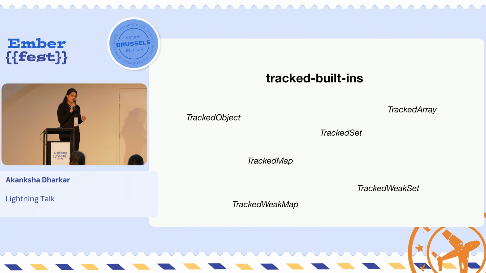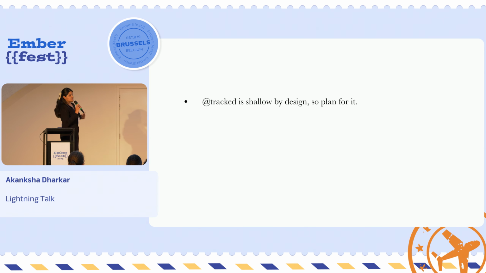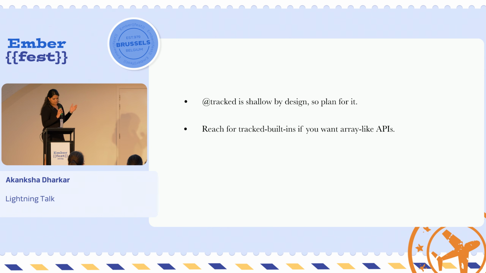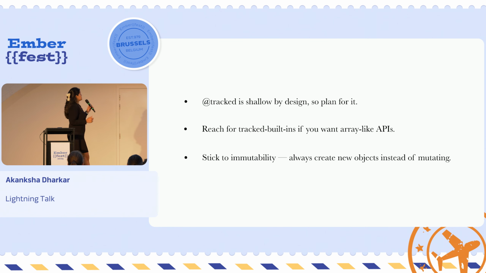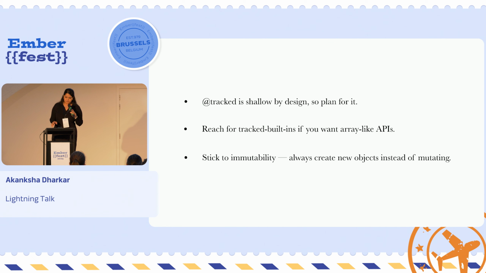Since this is a lightning talk, I am going to wrap this up lightningly fast. The three key things that I want you to remember from this is that tracked is shallow by design. So you need to plan for it. If you really need to, reach for tracked-built-ins helpers, if you want array-like APIs. And stick to immutability. Always try to create new objects instead of mutating them.